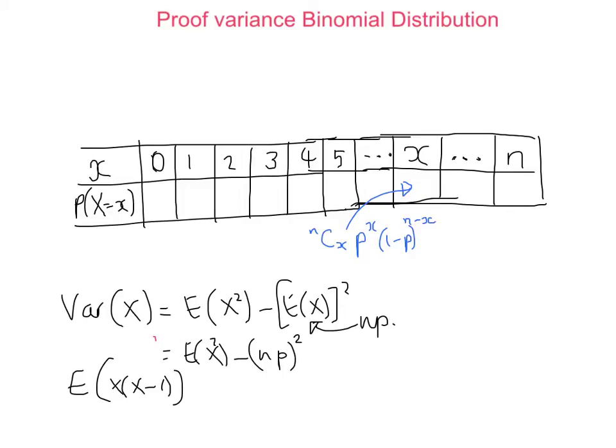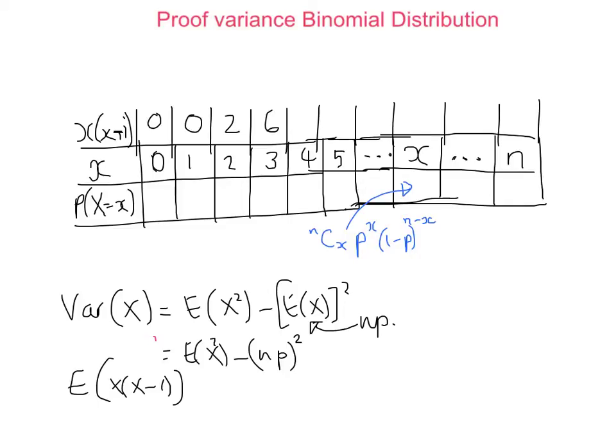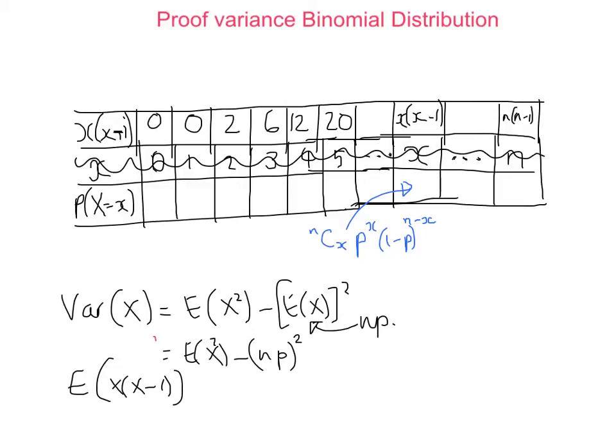Okay, so I'm going to add that on as a row on this table, X(X minus 1), and then I'm going to find the mean of these things. They're going to have the same probabilities as the original X's, but the values will be different. If X is 0, then X(X minus 1) is 0. If X is 1, then X(X minus 1) is 0. If X is 2, then X times X minus 1 is 2. And then 3 times 2 is 6, 4 times 3 is 12, 5 times 4 is 20, and the final one will be n(n minus 1). What we're going to do is forget the original row, and we're going to find the expectation of X(X minus 1).